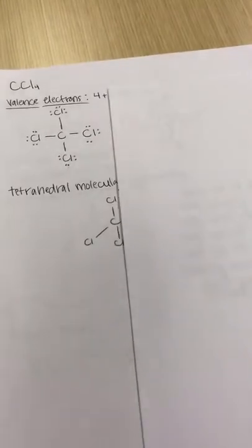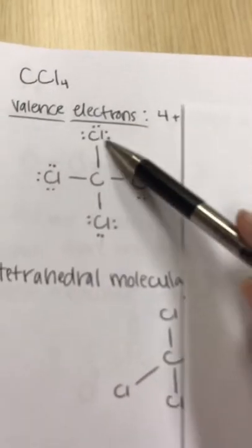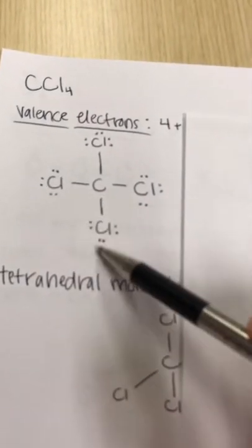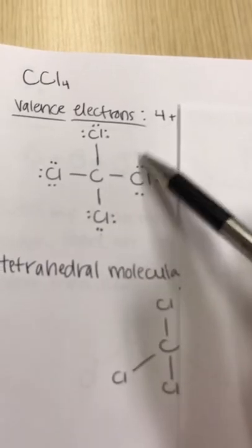Now we will look at CCl4, and there are 32 valence electrons in this molecule. So, checking the Lewis structure, we have 2, 4, 6, 8, 10, 12, 14, 16, 18, 20, 22, 24, 26, 28, 30, 32. So that's right. Now determine partial negative and positive charges. The partial negative charge goes on the chlorine because it's more electronegative, while the partial positive goes on the carbon.